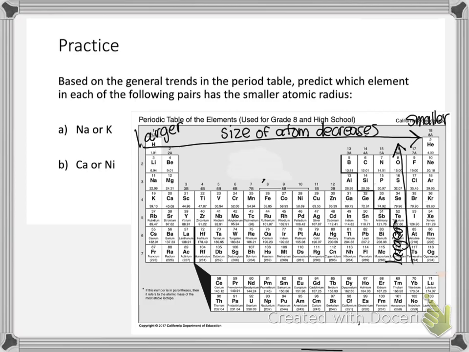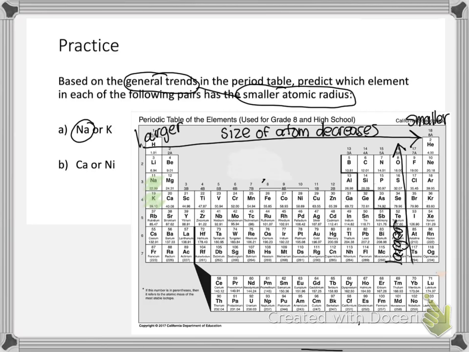So it says, based on the general trends, which one has the smaller atomic radius? I'm going to compare letter A. Here's sodium, and here's potassium. These two are in the same column, and I know that as you go up a column, the atoms get smaller. So since sodium is above potassium, sodium would have the smaller atomic radius based on the trend.